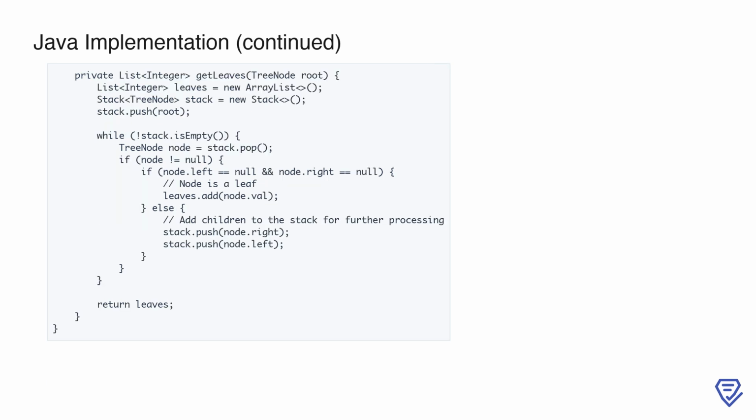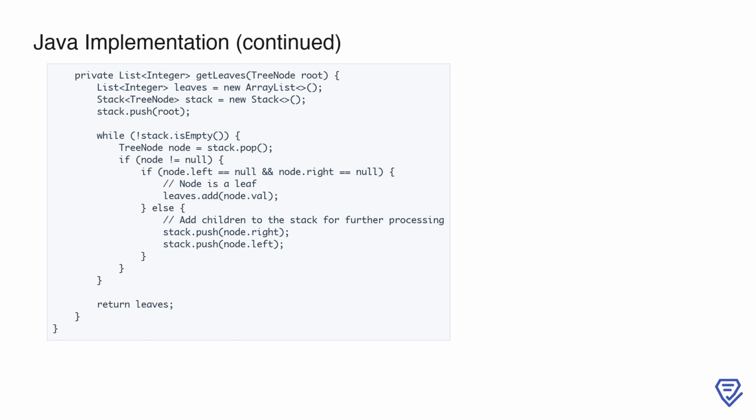The helper method getLeaves is designed to extract the leaf values from a binary tree and return them as a list of integers. To do this, we use an iterative approach with a stack. We initialize the stack with the root node, then process nodes one at a time by popping them from the stack. If the current node is a leaf, meaning both its left and right children are null, we add its value to the list of leaves.